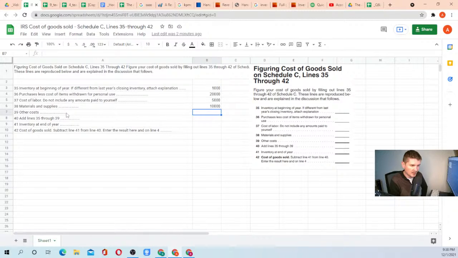Okay, other costs, let's say 4,000, and we add the lines, and then we have some closing inventory. Let's assume we fill in the return for IRS, and let's say we are left with 10,000 of inventory. So our cost of goods sold would be whatever we spent on the inventory, including opening inventory, less whatever is left.